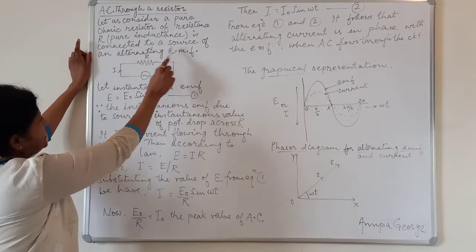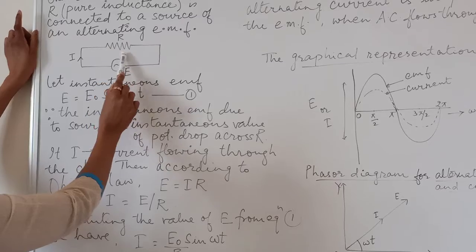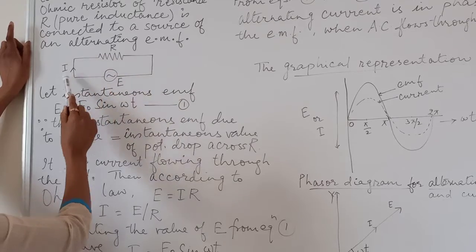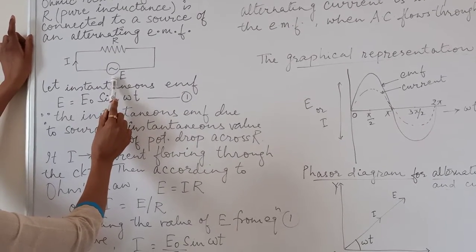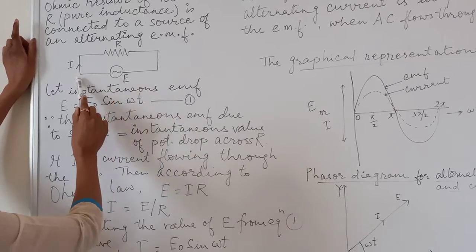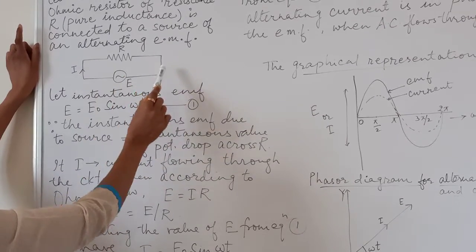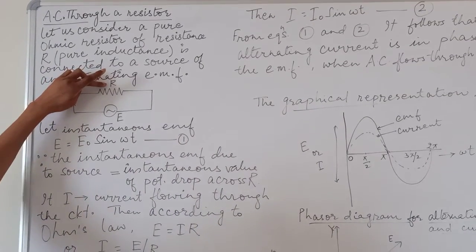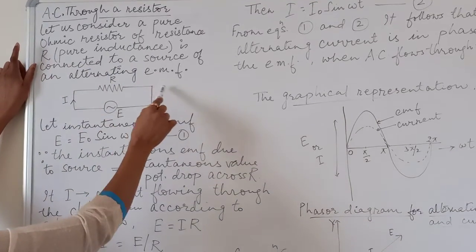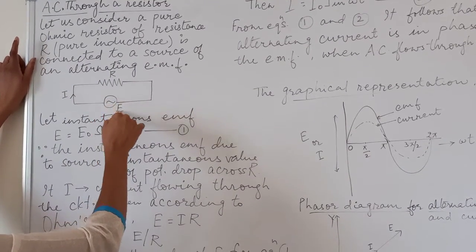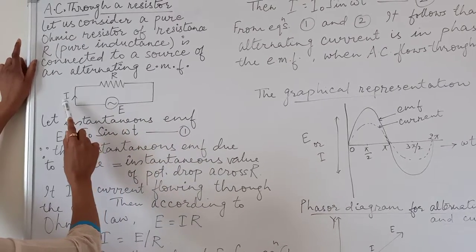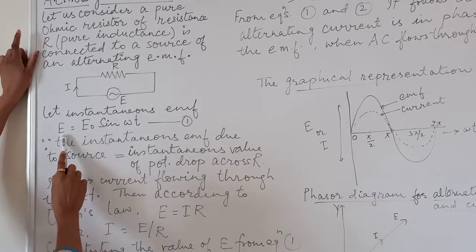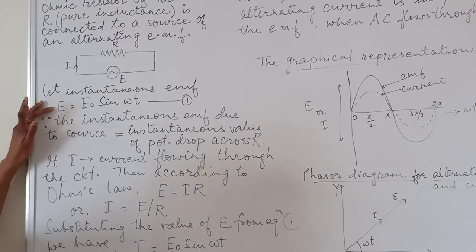Here you see in the circuit diagram a resistor of resistance R is connected with an alternating EMF, so that current I flows throughout the circuit. Very simple diagram. Let us consider E to be the instantaneous EMF.